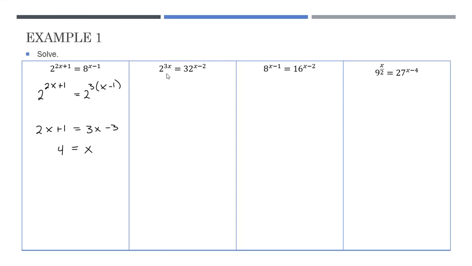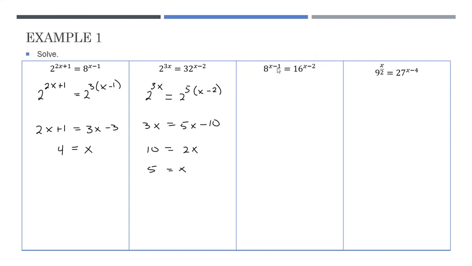All right, our next one. So again, I have a base of 2 and a base of 32. Well, I can make 32 become a base of 2. So the left side is going to stay the same. And 2 to the power of 5 is 32. And again, now that we have the same base, we can make the exponents equal to each other. And again, I'll do the distribution. So 5 times x is 5x, and 5 times negative 2 is negative 10. I will subtract 3x off of both sides and add 10. So I'm left with 2x equals 10. Divide both sides by 2, and so I get x equals 5.